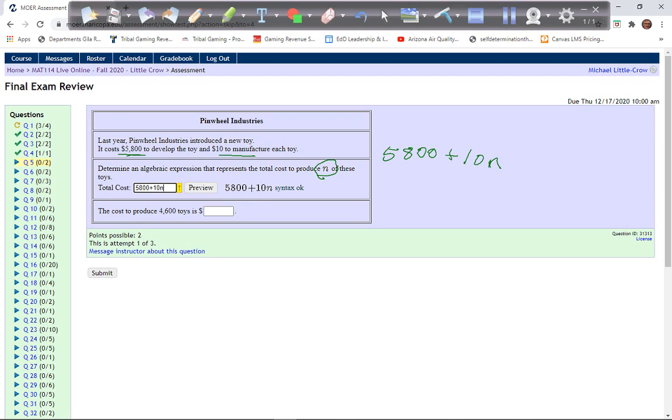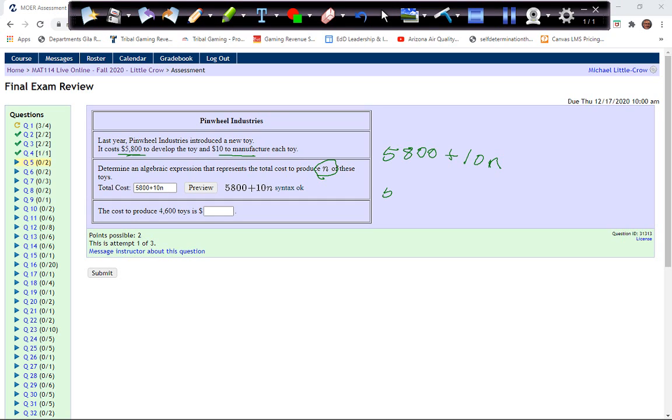Okay, and they want little n. Syntax is okay. Then to produce 4,600 toys, what would be that cost? Well, now I can use my formula, my expression, and it's going to be 10 times each toy. It's 4,600. So when you multiply by 10, you just tack a 0 on the end, so that's going to be 46,000 plus the 5,800. And again, you could use the calculator on this, and then we add these two together, that's going to be 51,800.